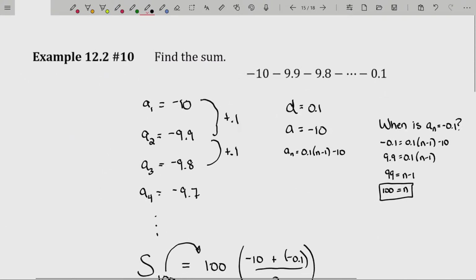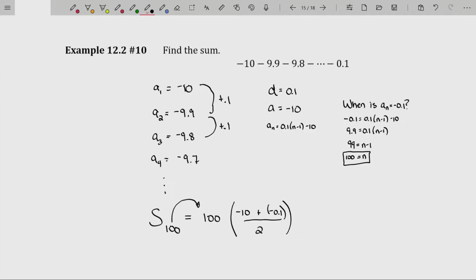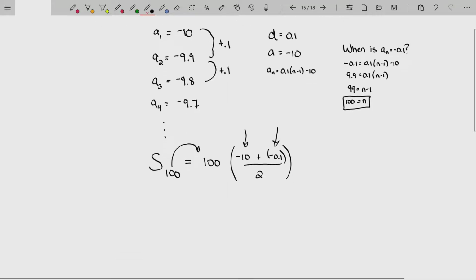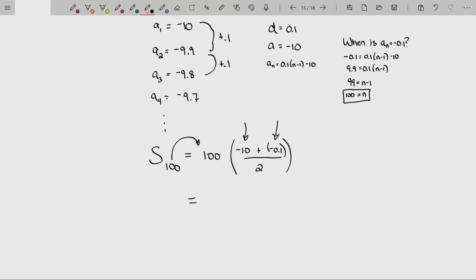And if that's the case, I started at negative 10. I end with the 100th term at negative 0.1. I want to average those two and multiply it by the number of terms I'm adding up. A very, very cool problem. 2 goes into 100 50 times, and this will be negative 10.1. Maybe just double check. Yeah, that is.